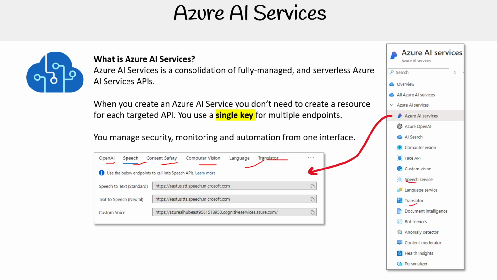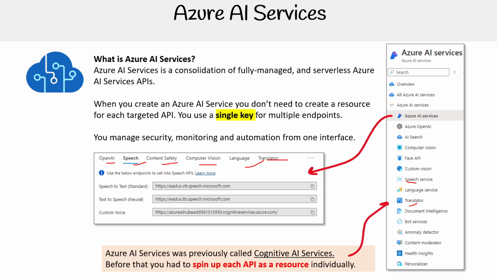Because the old way that it used to work is that you used to spin up each resource individually. And that's when this used to be called Cognitive Services. They rebranded to Azure AI Services. And I think customers were like, do we really have to spin up all these separately? Could we just spin up one resource and then have access to it via one key? And so I think that's how Azure AI Services came about.